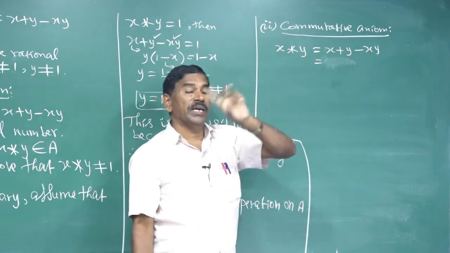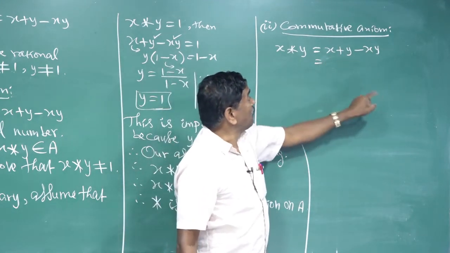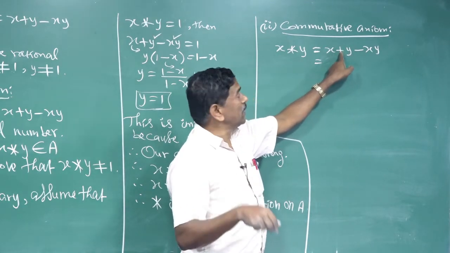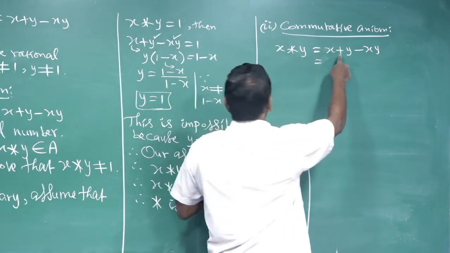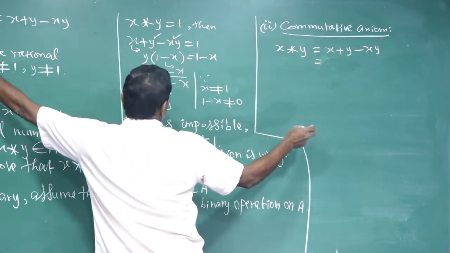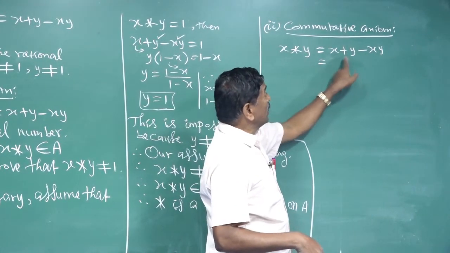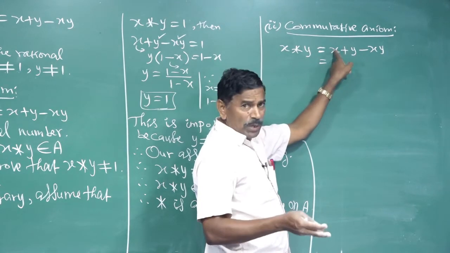For the commutative axiom, A star B equals B star A. So here, listen carefully, x and y are rational numbers. The relation is addition. Addition is commutative in the set of all rational numbers. That is, x plus y equals y plus x.